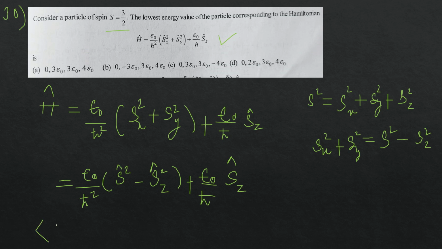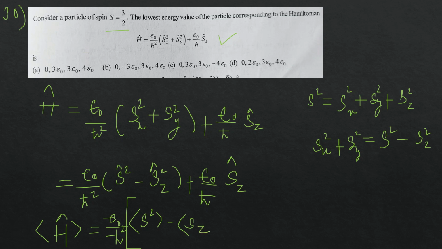The expectation value of the Hamiltonian will be, I will simply write, epsilon naught by h cut square times (expectation value of S square minus expectation value of Sz square), plus epsilon naught by h cut times expectation value of Sz.